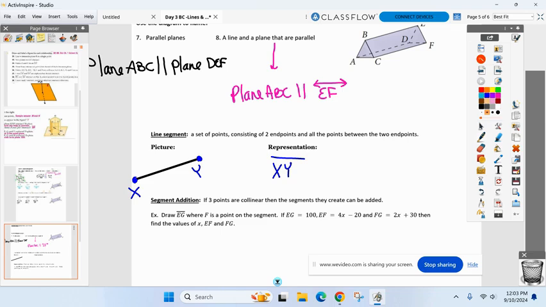Wait, so the ones that were earlier, they didn't have the arrows on the side, so will those be lines? They should have had arrows with them because they go on forever, but I just wanted to make sure you guys know what we were looking at.